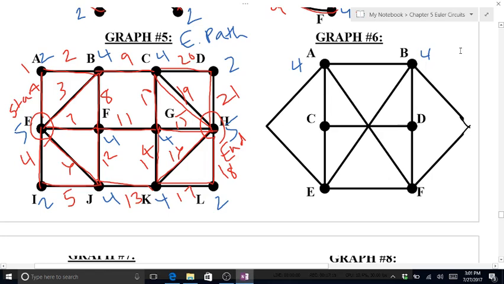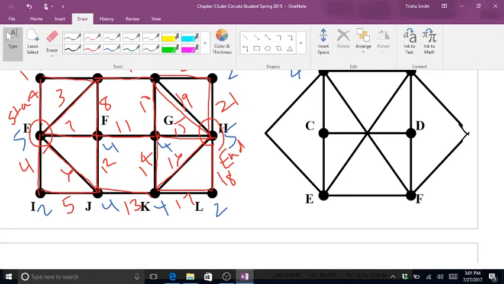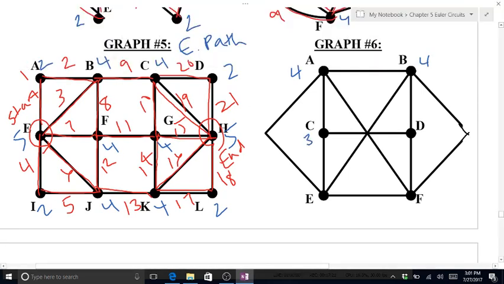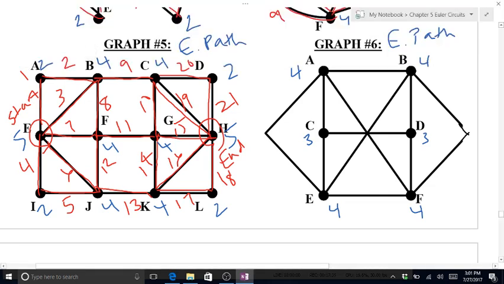All right, C has a degree of 3. Whoops, took my marker away. C has a degree of 3. D has a degree of 3, 4, and 4. So again, we've got a path. So we have to start at one odd, end at the second odd. So let's make D my start point this time. And let's make E my end.